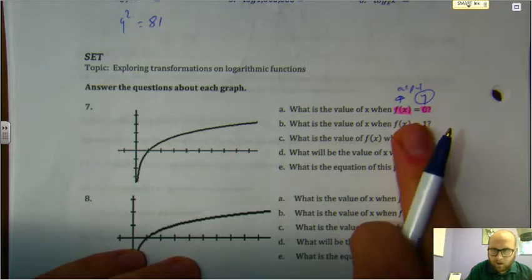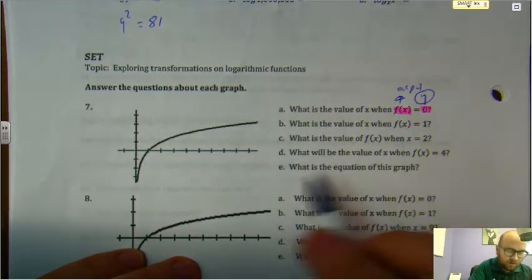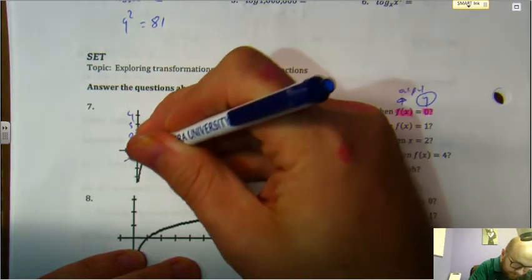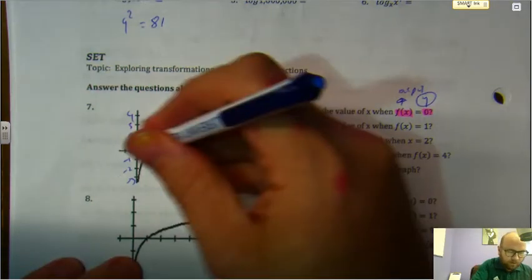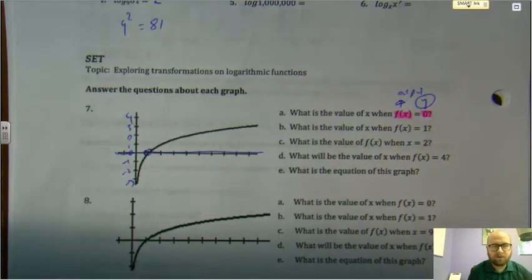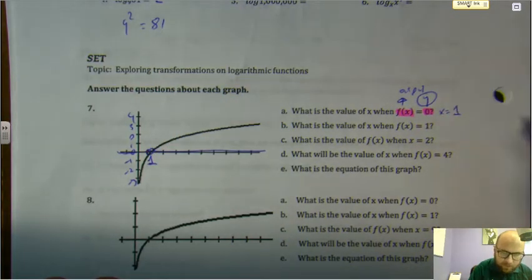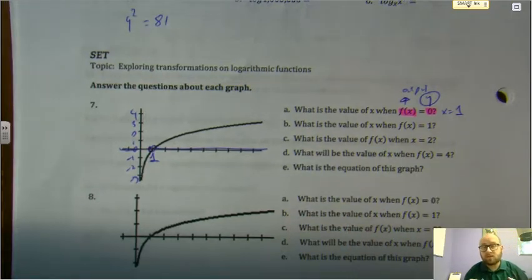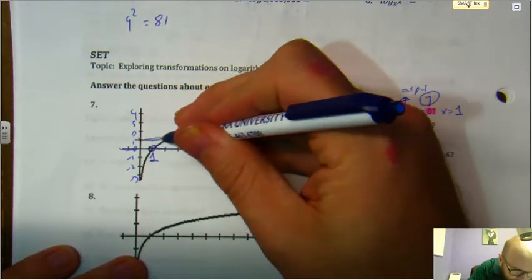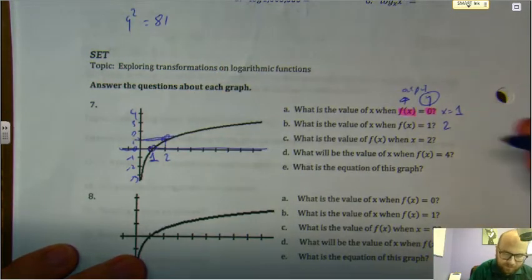So when it says, what is the value of x? So what is the value of x when f of x is 0? So here's 0, 1, 2, 3, 4, -1, -2, -3. So at 0, what is our x at? Well, here's 0. Here's where our logarithmic function touches it, and this is 1. So I'd say the value of x is 1. And then it asks what is the value of x when f of x equals 1. Well, here's 1. Here's where it touches, kind of. Yeah, that looks close enough. So that'd be 2. That would be 2, and etc.